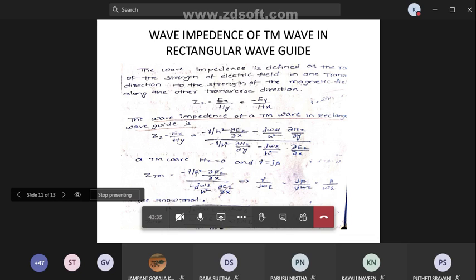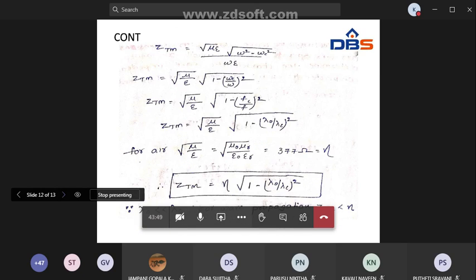For a TM wave, Hz equal to 0 and gamma equal to j beta. Substitute the Ex and Hy equations and these conditions in this equation, then you will get the wave impedance in TM mode: eta into square root of 1 minus (lambda naught by lambda c) whole square, right? Here eta is 377 ohms for air. So that is the wave impedance for TM mode.